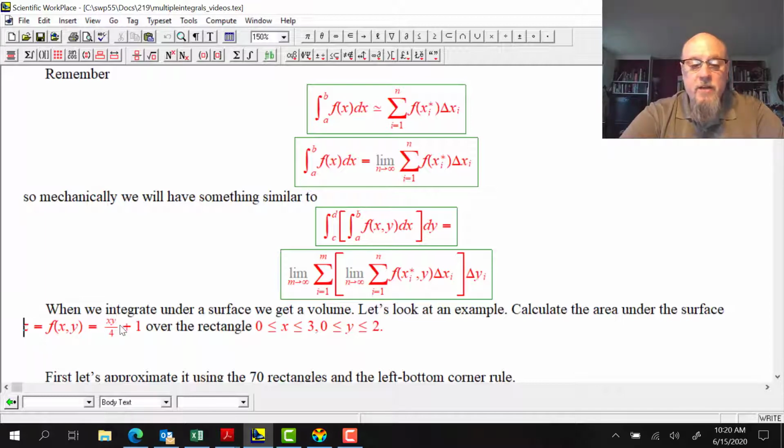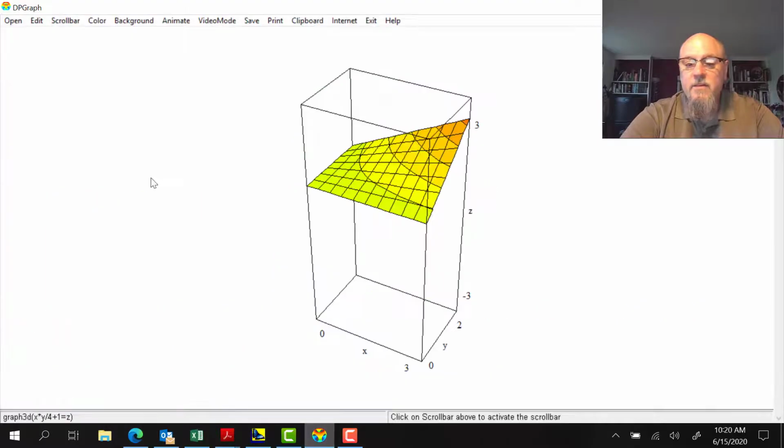So here's our function, xy divided by 4 plus 1. And the footprint is this rectangle. X's go from 0 to 3 and y's go from 0 to 2. This is what we have. So here x goes from 0 to 3, y goes from 0 to 2. This surface is given by this roof of the function. This roof of the volume is given by the function x times y divided by 4 plus 1.